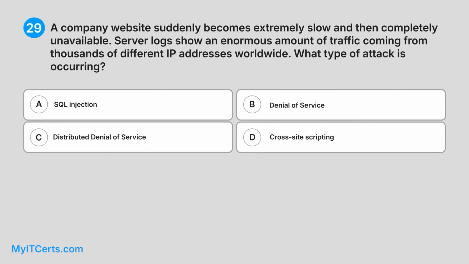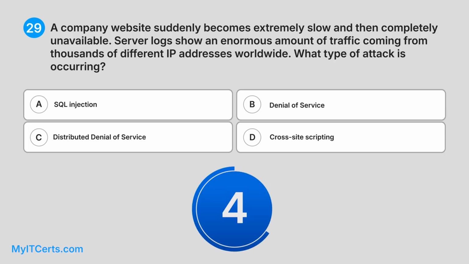29. A company website suddenly becomes extremely slow and then completely unavailable. Server logs show an enormous amount of traffic coming from thousands of different IP addresses worldwide. What type of attack is occurring? A. SQL injection. B. Denial of service. C. Distributed denial of service. D. Cross-site scripting. Do you know the answer?